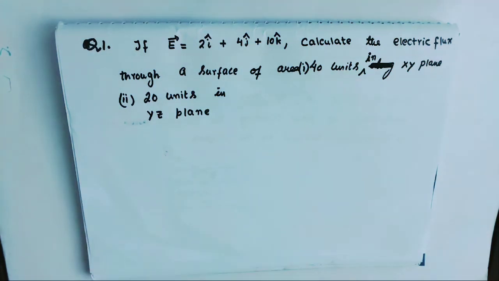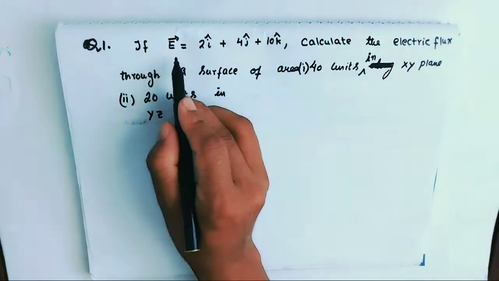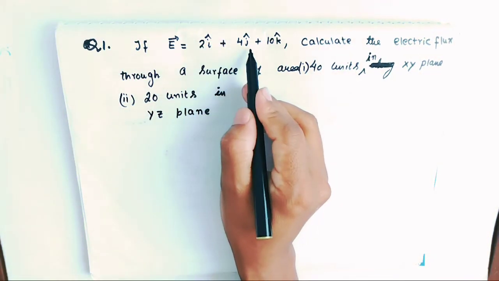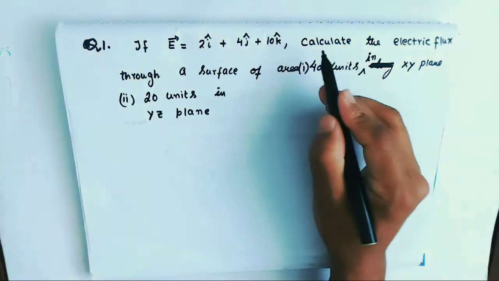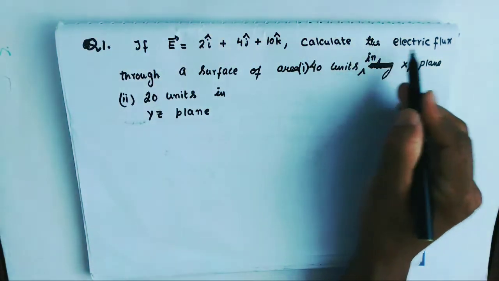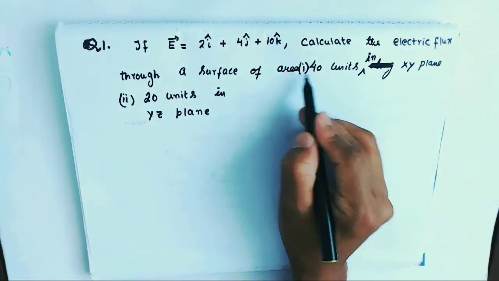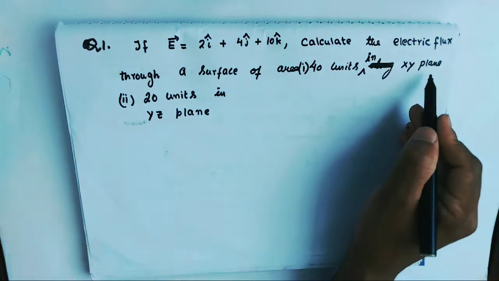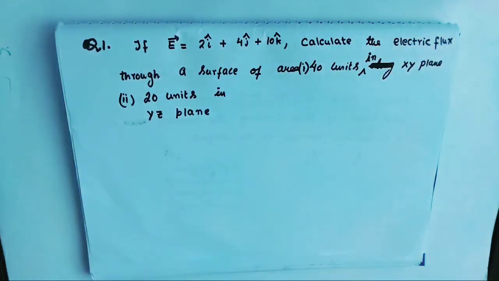So now, let us solve this question. The question is given, if E equal 2i cap plus 4j cap plus 10k cap, that is the electric field, calculate the electric flux through a surface of area: number 1, 40 units in XY plane; number 2, 20 units in YZ plane.